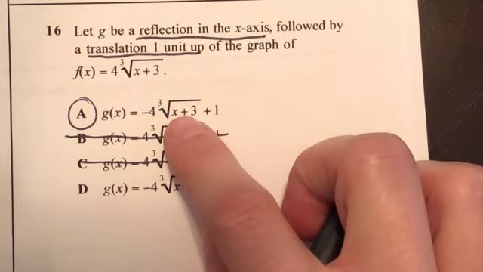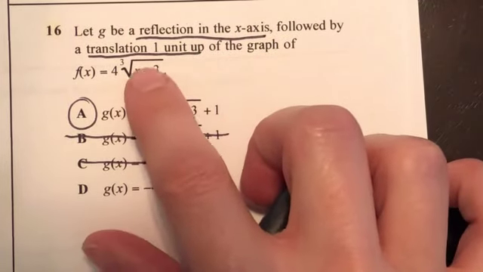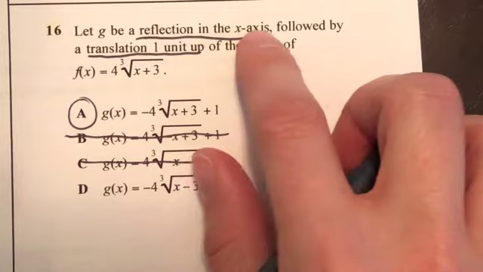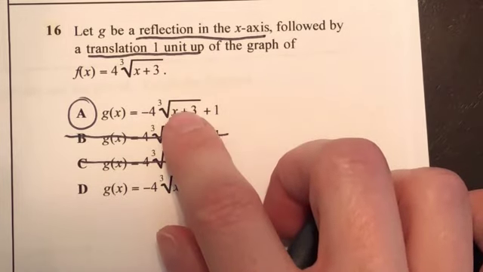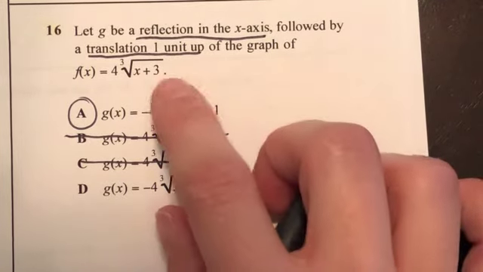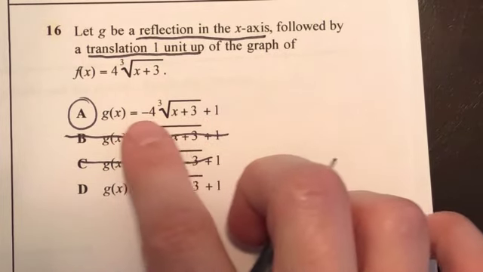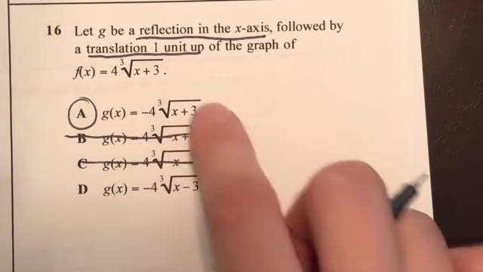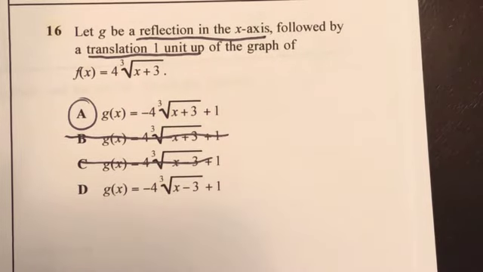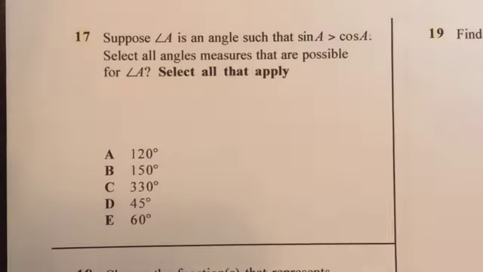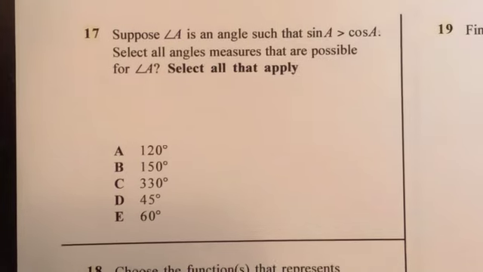So just keep in mind that underneath the radical, when you're reflecting in the x-axis, stays. So don't pick D, it would be A. Only the -4 out in front. The rest of the signs stay the same, and then up 1 gets a +1 as your K value on the outside. Okay, number 17, we're looking for angle A, where sine of A is greater than cosine of A.